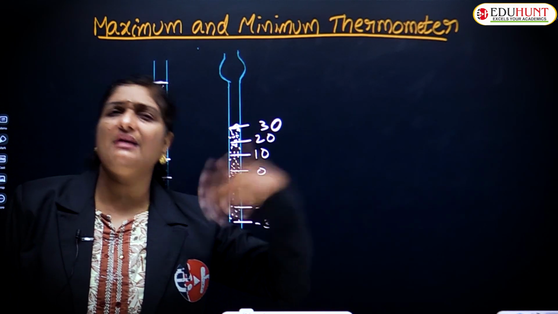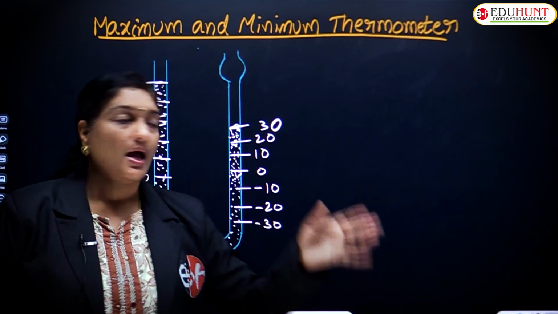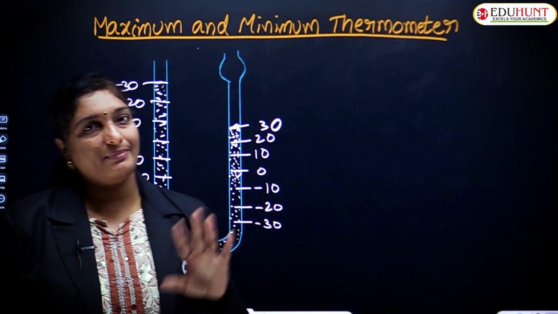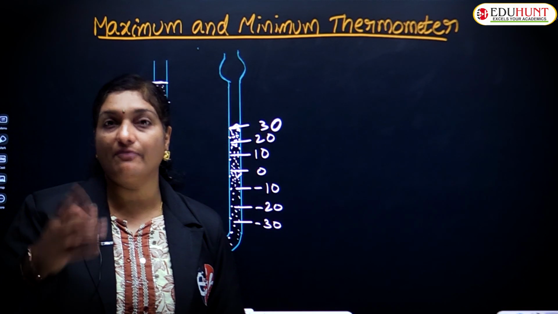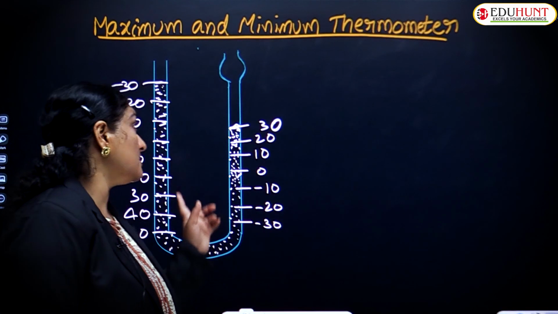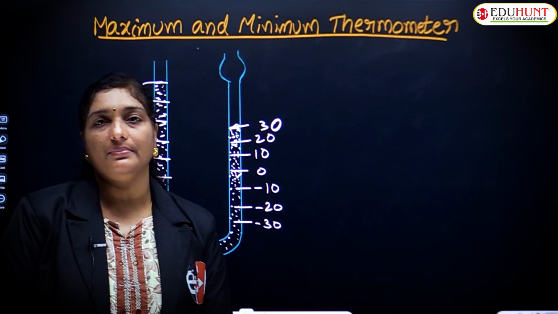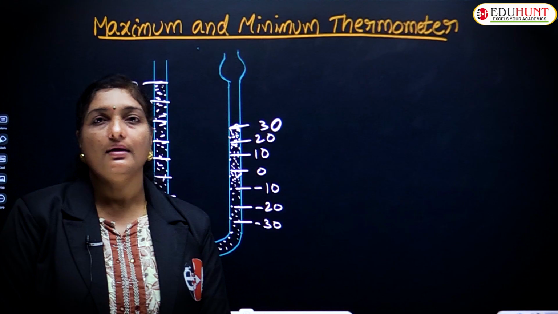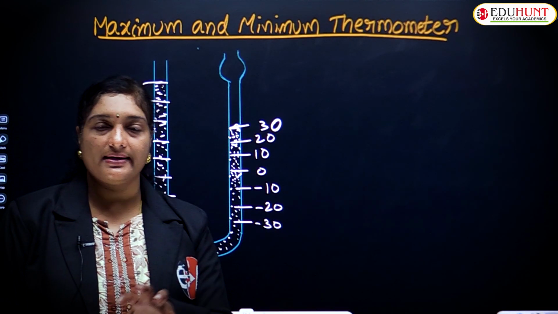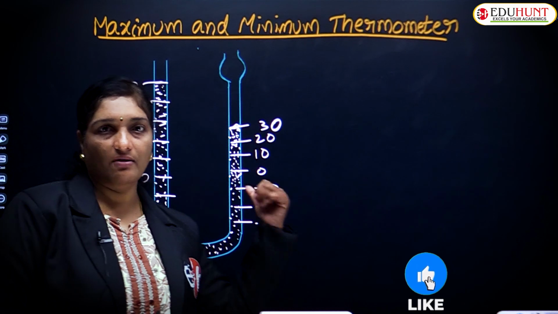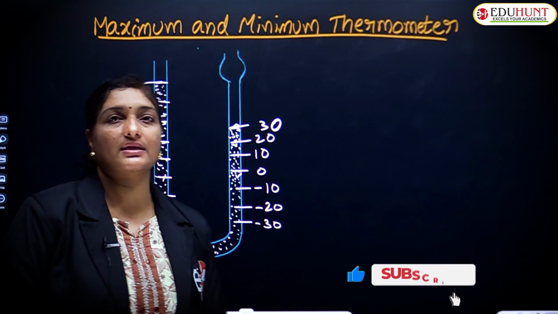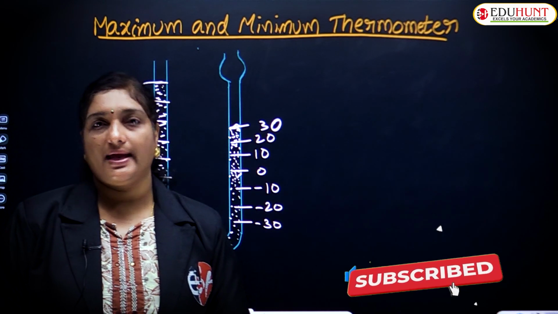There are many varieties of thermometers used, and this type of thermometer, we will be using for TV broadcasting and weather forecasting. During the daytime and night time, there is a lot of variation in the temperature, and in order to measure that, we will be using the maximum and minimum thermometer.